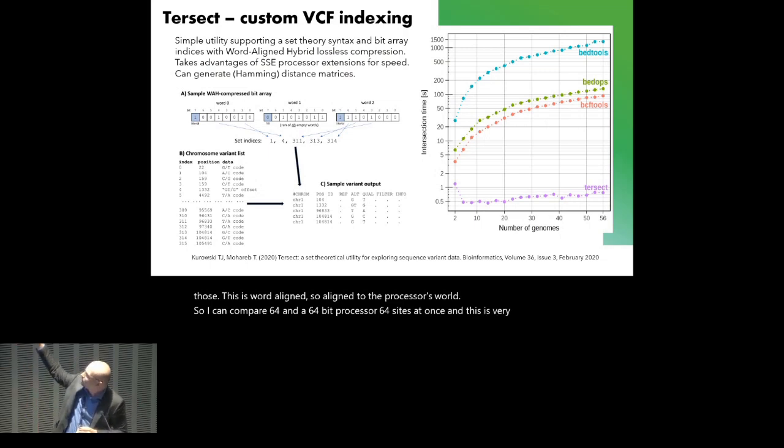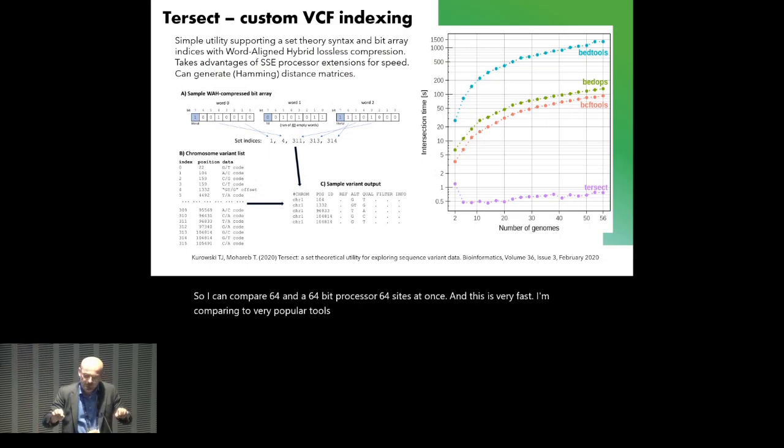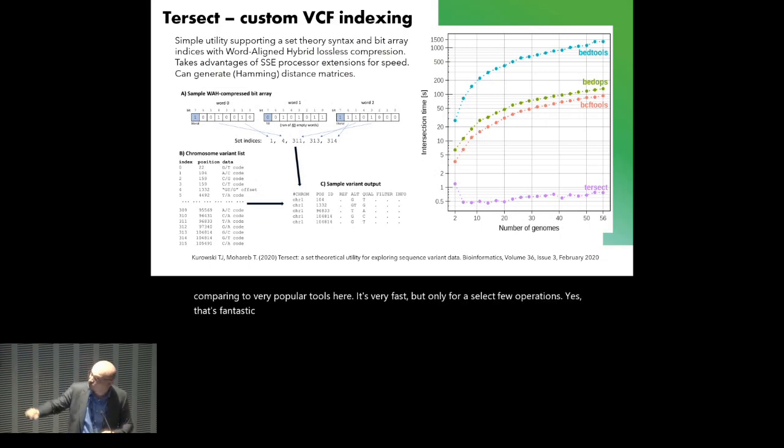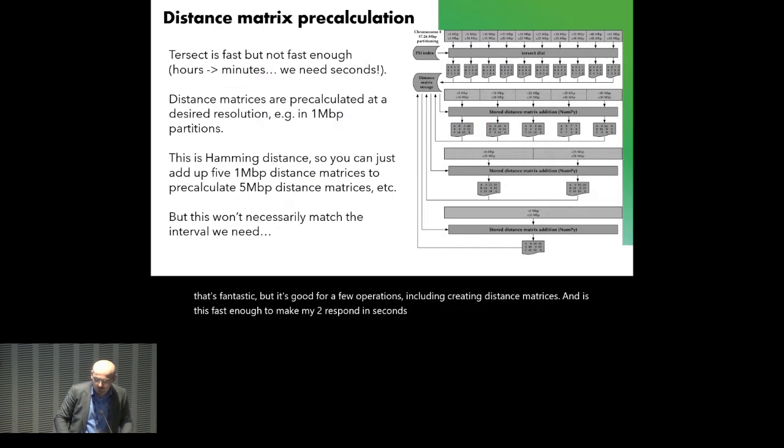I'm comparing to very popular tools here. It's very fast, but only for a select few operations. Yeah, it's not fantastic, but it's good for a few operations, including creating distance matrices. And is this fast enough to make my tool respond in seconds? It's not. It would still take about 15, 20 minutes to make that plot.